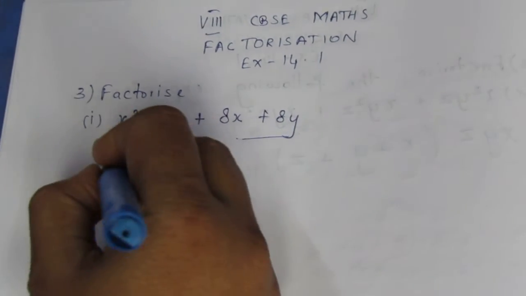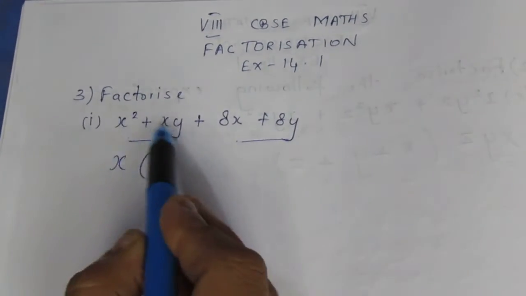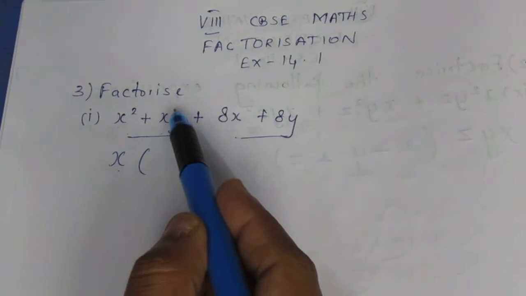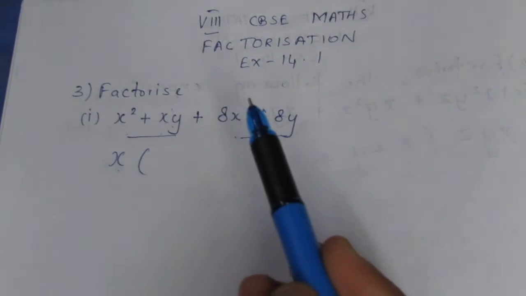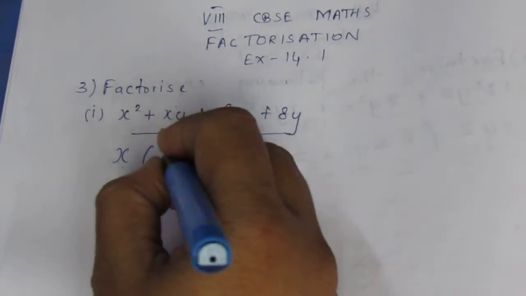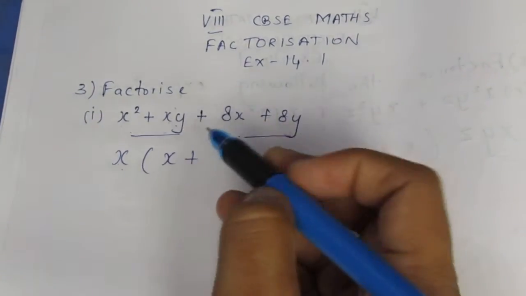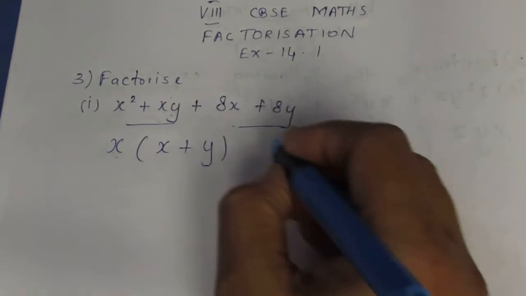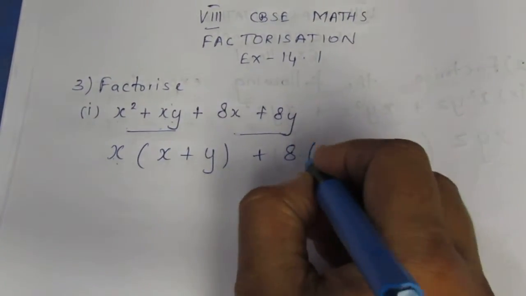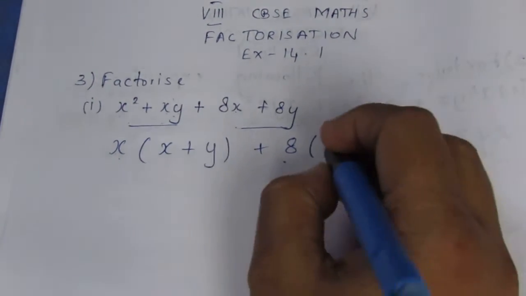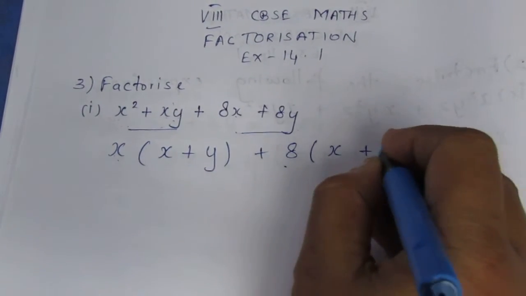If I take x outside, I know that in both cases I have the common element x. The least power should come outside. Here the least power is 1, so I have taken x outside. Here 1x has come outside, which means another x will be written inside, plus, as x has come outside, there is one y, so y. Plus, the same way, here I am taking 8 outside. If I take 8 outside, x will be inside with the same sign, y.